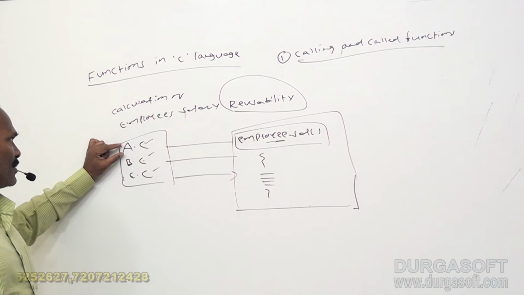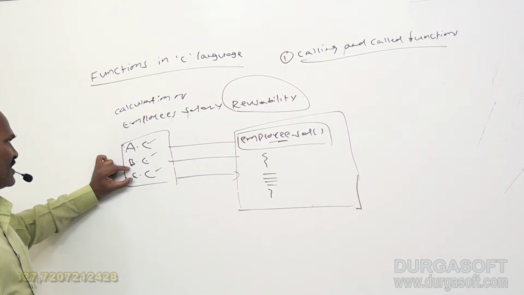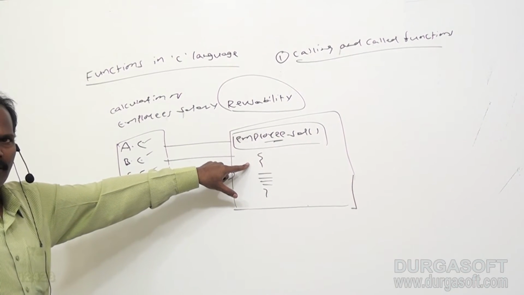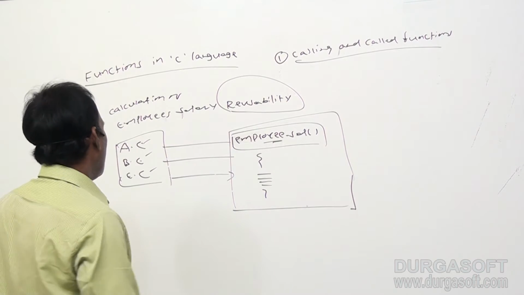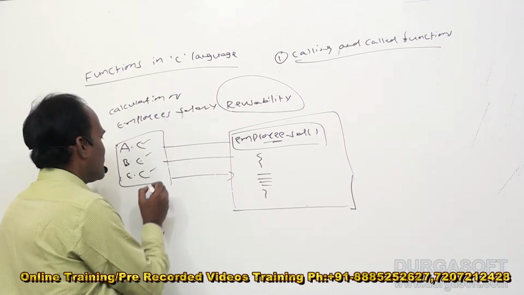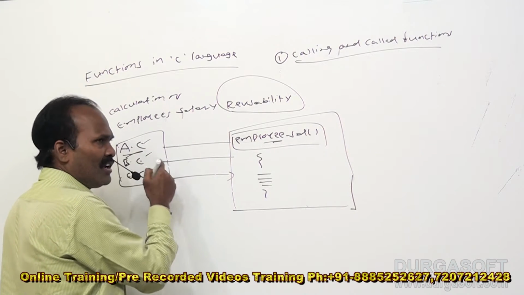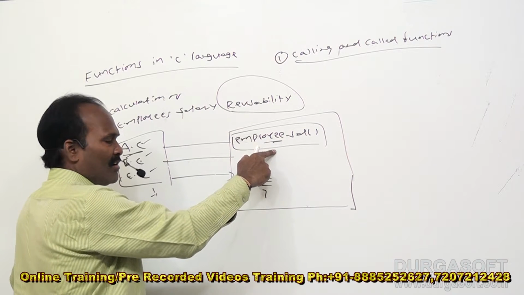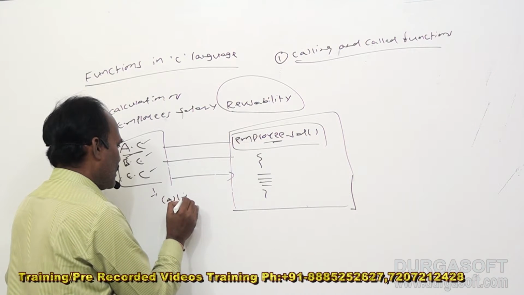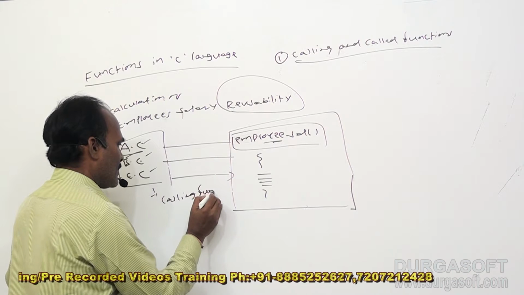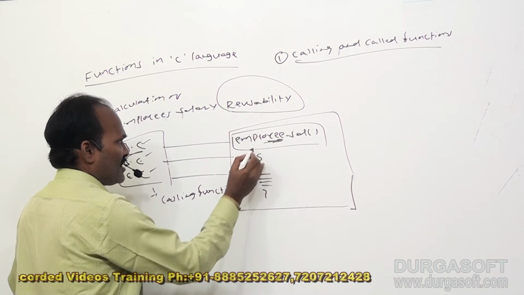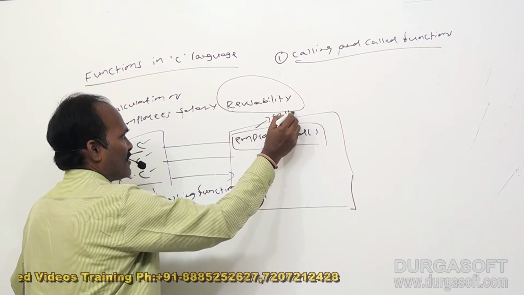So here in this example, A.C, B.C, C.C. These three applications are repeatedly calling employee salary. Now A.C, B.C, C.C are called calling functions. That means in A.C one function is there, and from that function we are going to call employee salary. So A.C, B.C, C.C are called calling functions, and employee salary is called the called function.